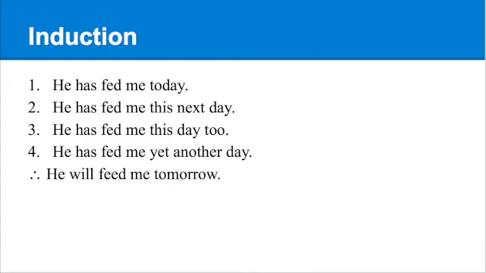An inductive argument doesn't start with a big general statement like all men are mortal. It starts with a very particular instance, one event or one observation. Now, this is a kind of humorous example of a chicken, and this is an example from Bertrand Russell's Problem of Philosophy. A poor chicken, here he is. He experiences that his master has fed him today, and then he recognizes this pattern. This happens again the next day. He gets fed the day after that, and the day after that.